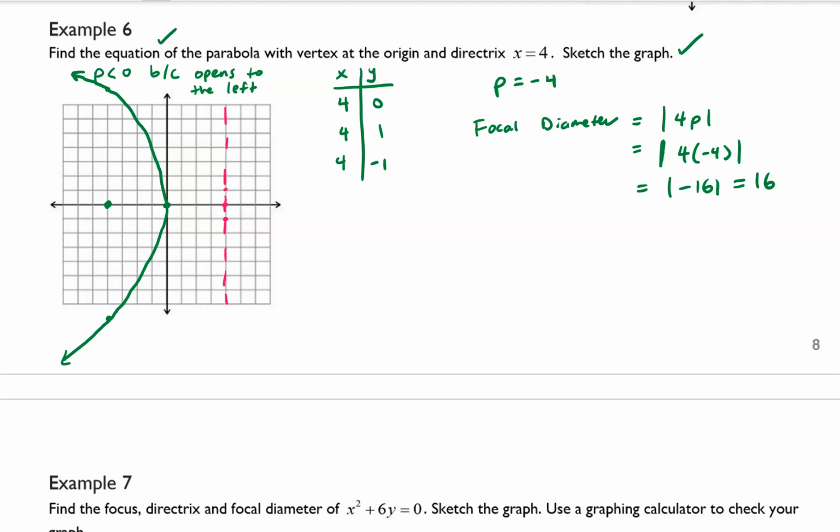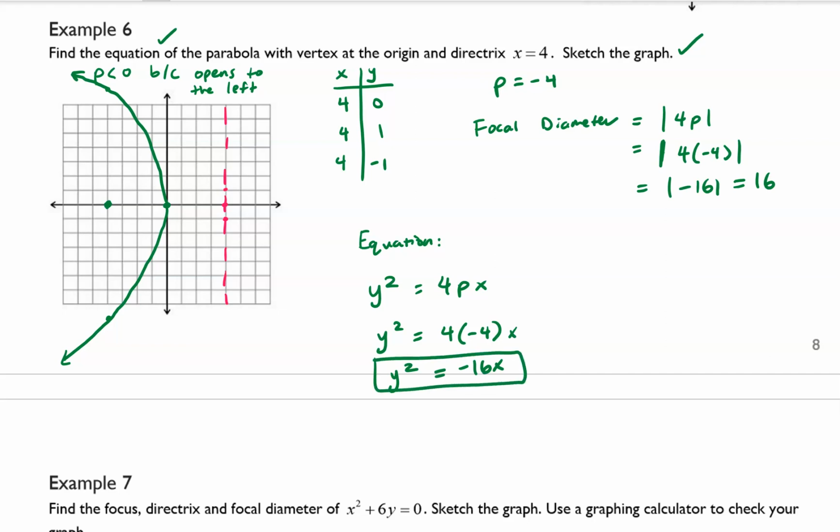It also wants us to find the equation of the parabola. So let's go ahead and do that. And we know the equation is going to be y squared is equal to 4 times p times x. And we said earlier that p was equal to negative 4. So our equation is going to be y squared equals 4 times negative 4x. And that gives us y squared is equal to negative 16x. And that is our equation. So we went ahead and found both of the things that we wanted to, the graph and the equation, here in example 6.